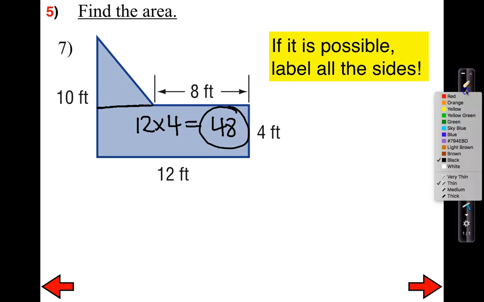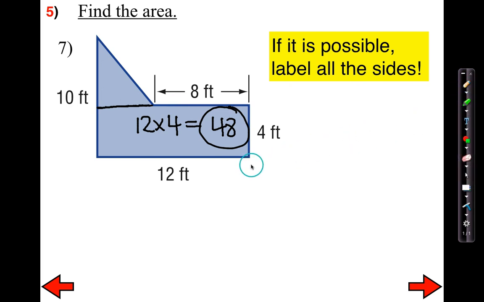So let's see. There is some missing information that I must figure out before I plug in my numbers into the formula. I am missing the base. However, I do know that this whole length is 12, and I do know that from here to here it is 8, which means from here to here it's 8. So what must this extra piece be? Well, it should add up to 12, so I would say that this extra piece must be 4. And I can prove it to you because 4 plus 8 would give me the complete distance of 12.